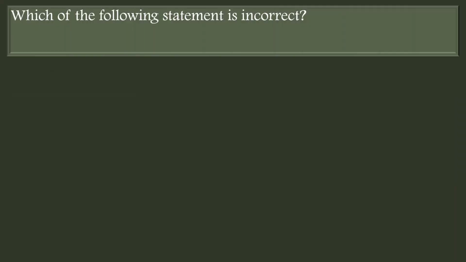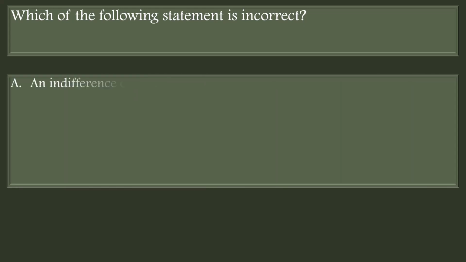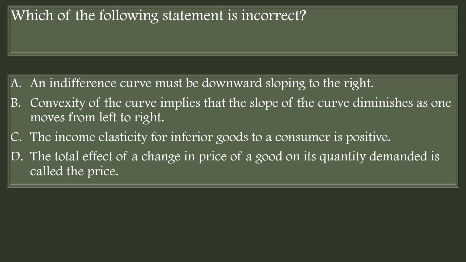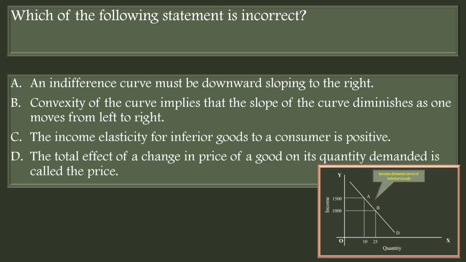Eighth question. Which of the following statements is incorrect? Options. A. An indifference curve must be downward sloping to the right. B. Convexity of the curve implies that the slope of the curve diminishes as one moves from left to right. C. The income elasticity for inferior goods to a consumer is positive. D. The total effect of a change in price of a good on its quantity demanded is called the price effect.